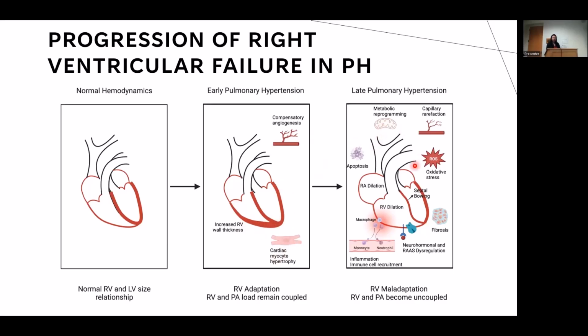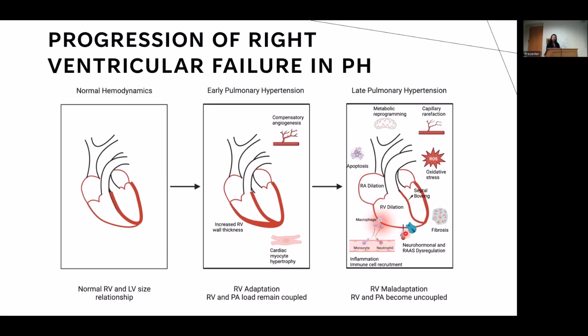But then in late pulmonary hypertension, for unclear reasons, some people develop this switch in which there are maladaptive changes that occur where the right atrium begins to dilate and the central venous pressure therefore also begins to increase. The right ventricle dilates in size and diameter, and the wall becomes thin, and then the right ventricle actually starts to push into the left ventricle, and you get septal bowing, and the left ventricular cavity gets smaller in size.